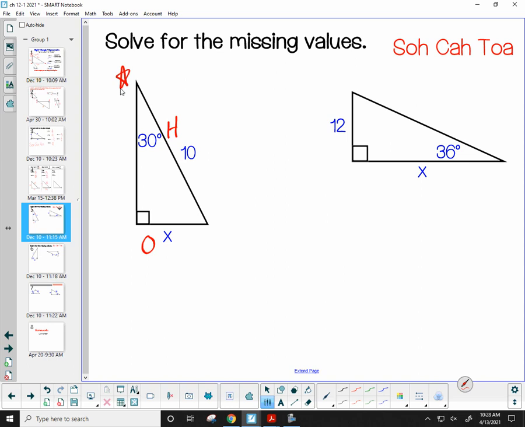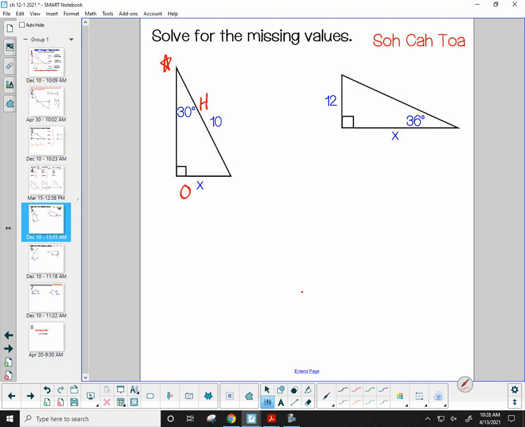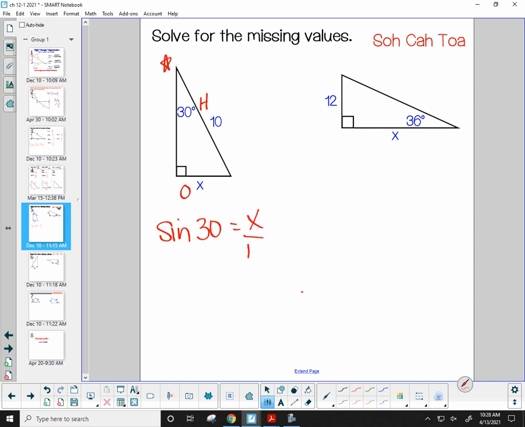So we're going to write: we have the sine of our angle, which is 30, is equal to, comparing opposite to hypotenuse, x over 10.